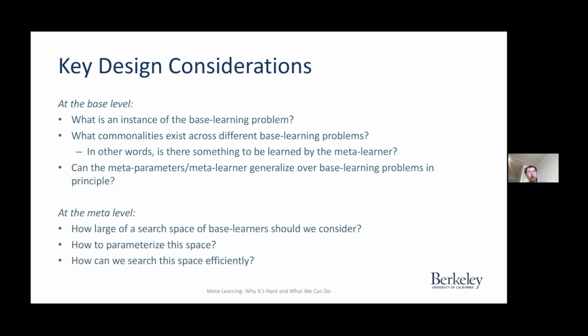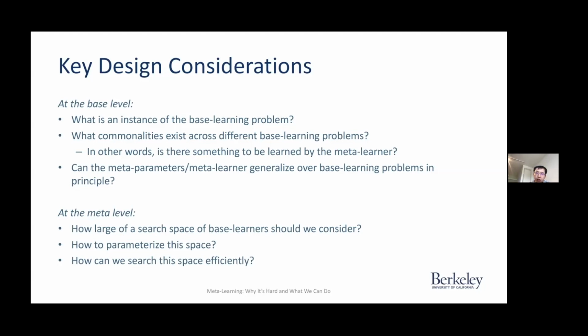All right, so we've talked about 4 different formulations of meta learning, and I just want to go over some of the key design considerations. We could possibly come up with more formulations, and there are a number of things that we need to think about before coming up with a new meta learning formulation, and these are as listed. At the base level, we need to think about what an instance of the base learning problem is that we want to consider.